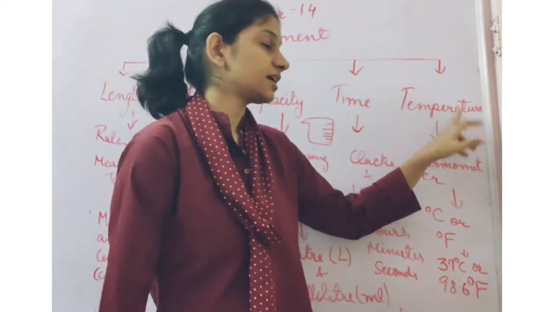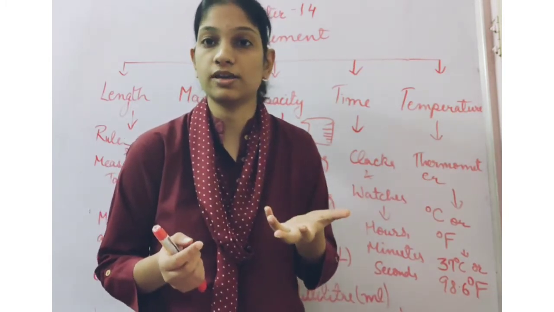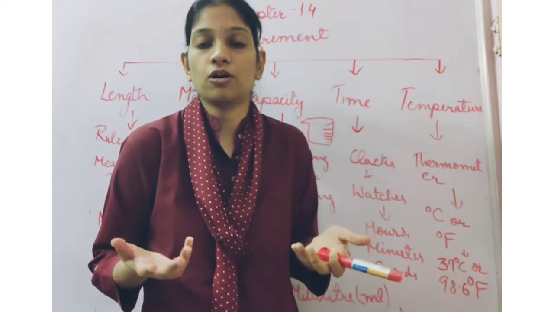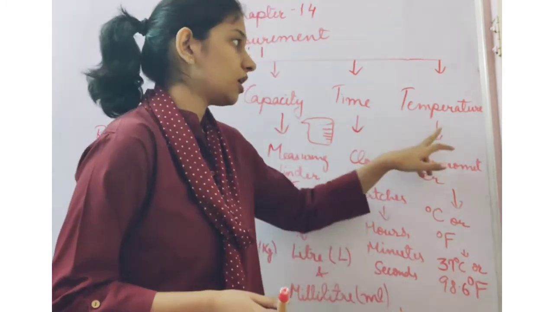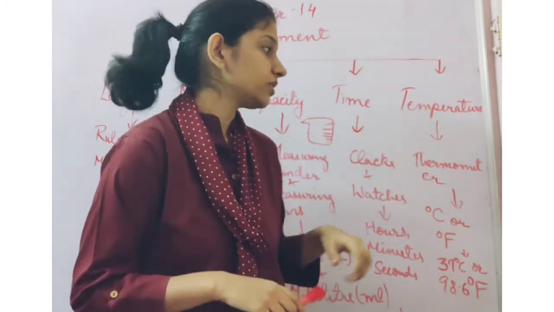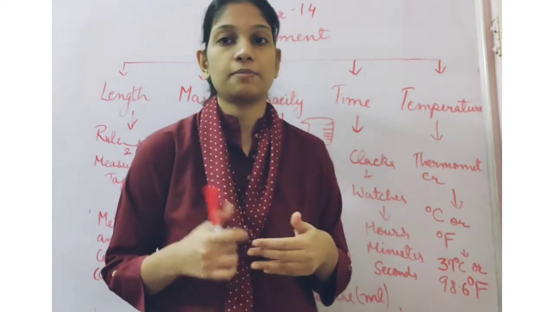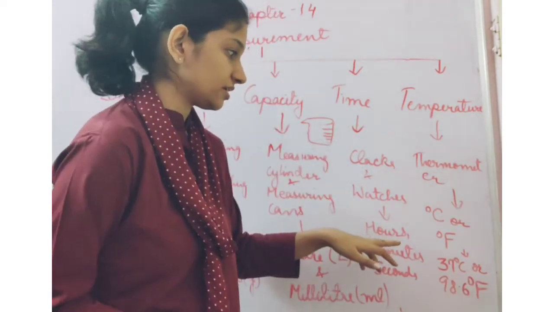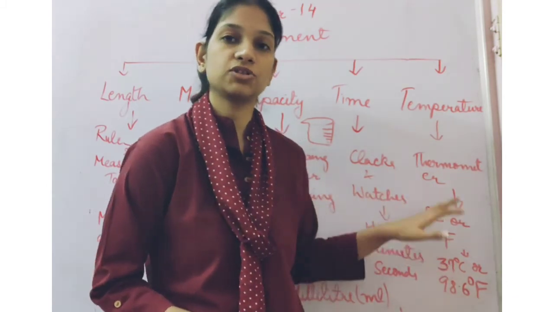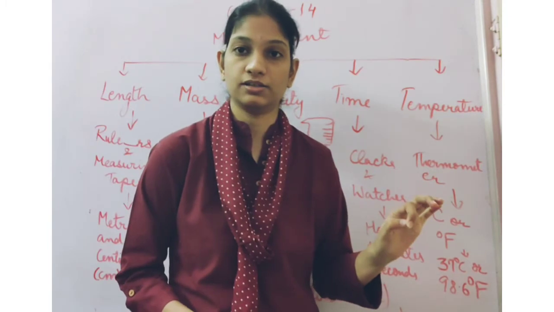Then you have next temperature. Temperature tells us how hot or cold a body is. If you want to see how hot the tea is or how cold the shake is, how will we come to know? With the help of temperature, or our body temperature. How do we measure that? We measure that with the help of a thermometer. Thermometer can be clinical as well as digital. The units of measuring temperature are degree Celsius and degree Fahrenheit.